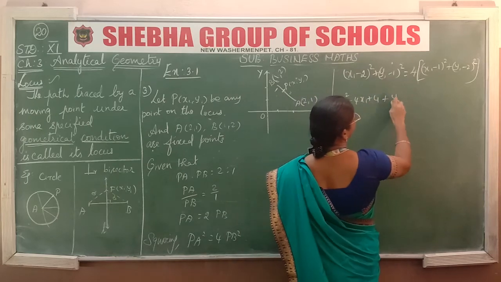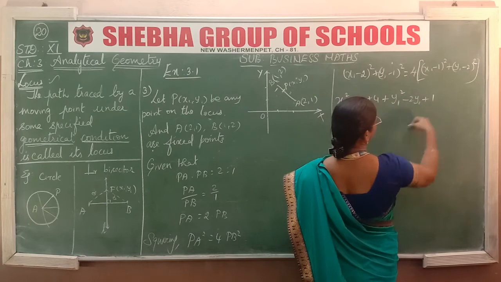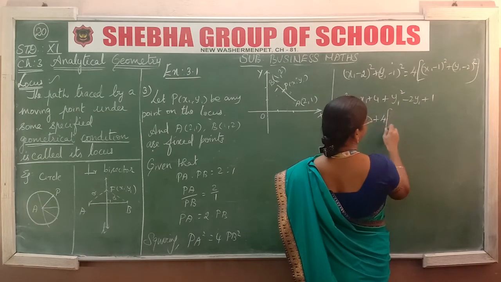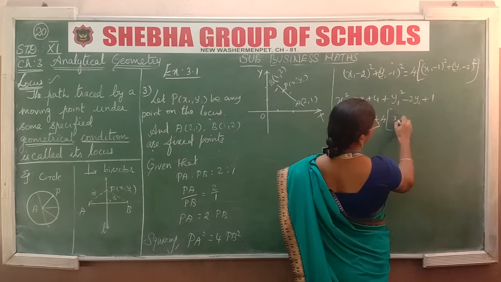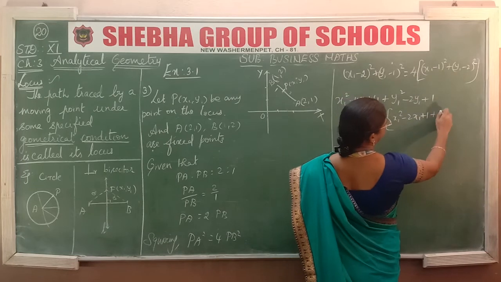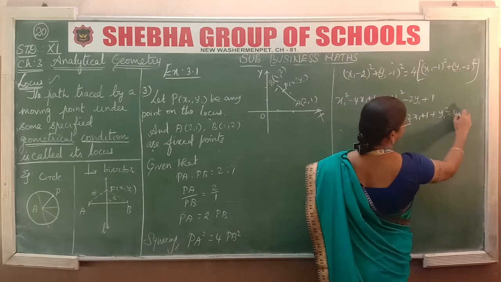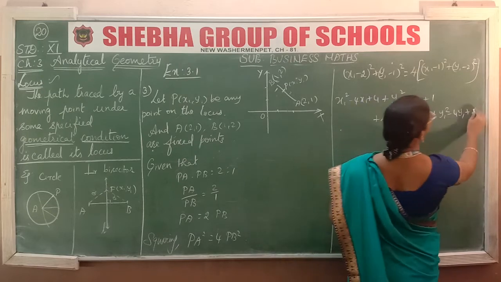y1² − 2y1 + 1, and plus 4 into 4 is common. So write in the bracket x1² − 2x1 + 1, and expanding this, y1² − 4y1 + 4.